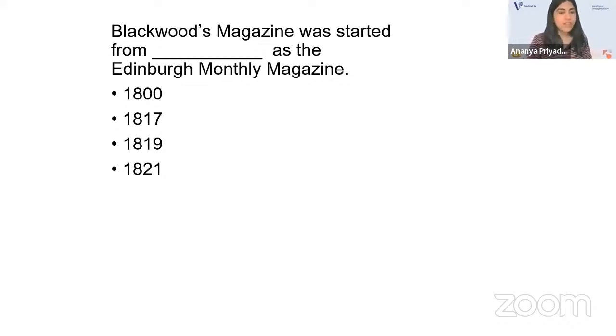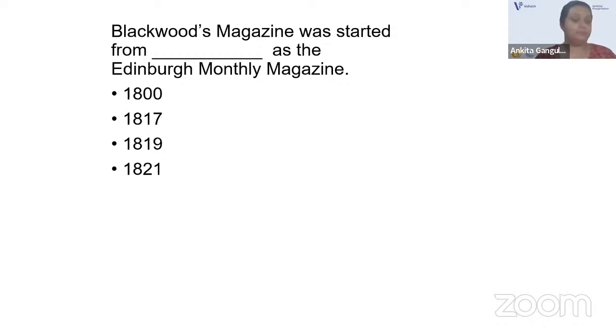Blackwood's magazine was started from Dash as the Edinburgh Monthly Magazine. Was it 1800, 1817, 1819, or 1821? Okay, so as you know, knowing about the magazines and periodicals is also very important, like who was associated with which magazine, or the starting year. The chronology of magazines also is very important these days. They're asking questions in that way also, like arrange the following periodicals in the correct chronology. So knowing the chronology also is very important.